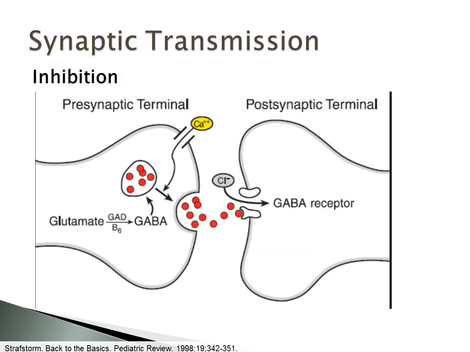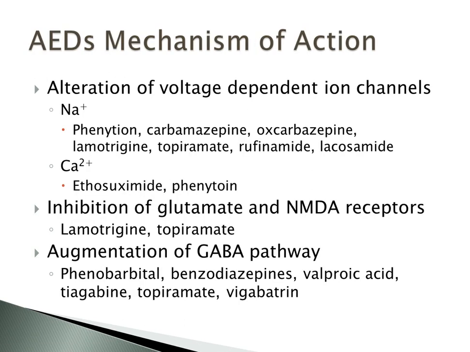And then the primary inhibitory pathway is the GABA pathway. So you can see that calcium also affects the release of GABA. GABA affects chloride influx into the cell, and there's a GABA receptor there. And drugs affect the GABA inhibitory pathway in several different ways.